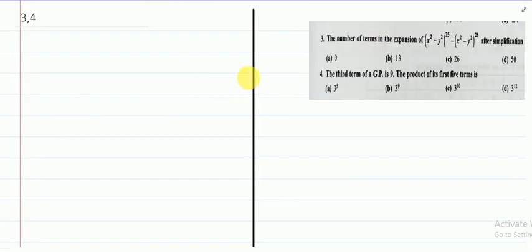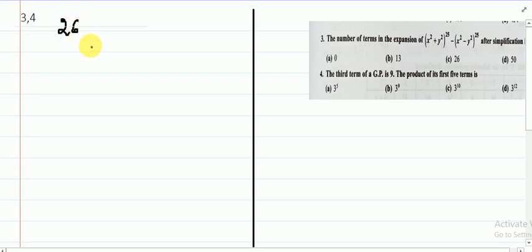Question number 3: the number of terms in the expansion of x square plus y square raised to 25 minus x square minus y square raised to 25 after simplification is. Before this we know that in a plus b raised to n we have n plus 1 terms in the expansion. Therefore x square plus y square raised to 25 will contain 26 terms in that expansion. In those 26 terms, all terms will be positive because it is x square plus y square raised to 25.